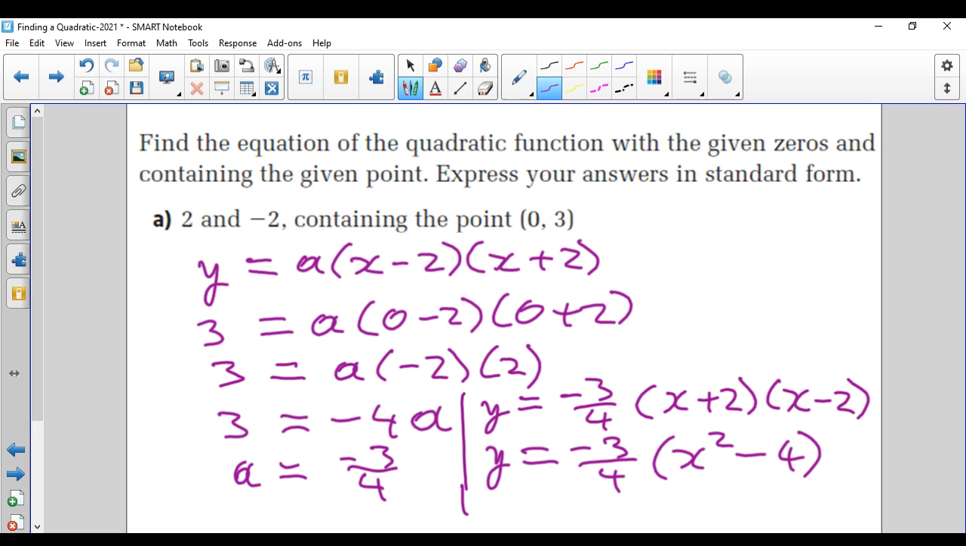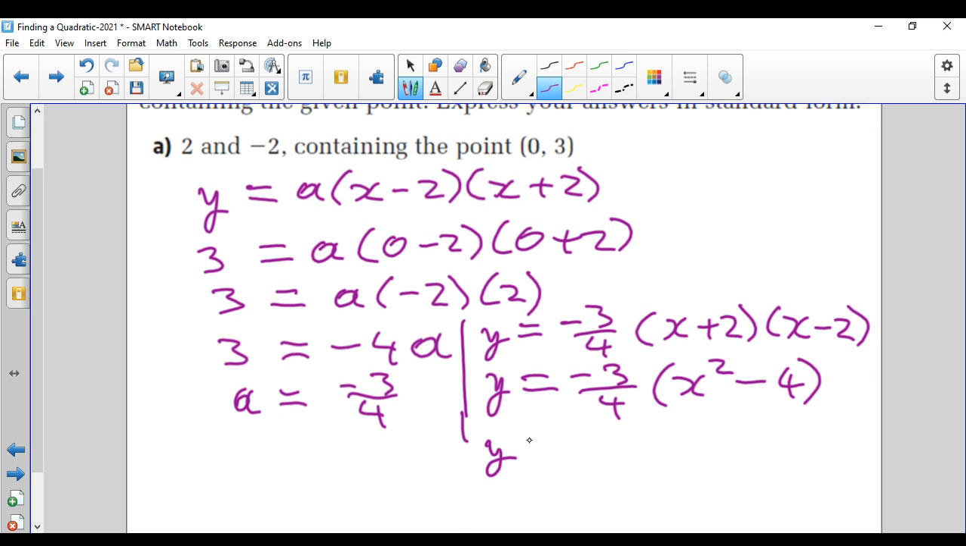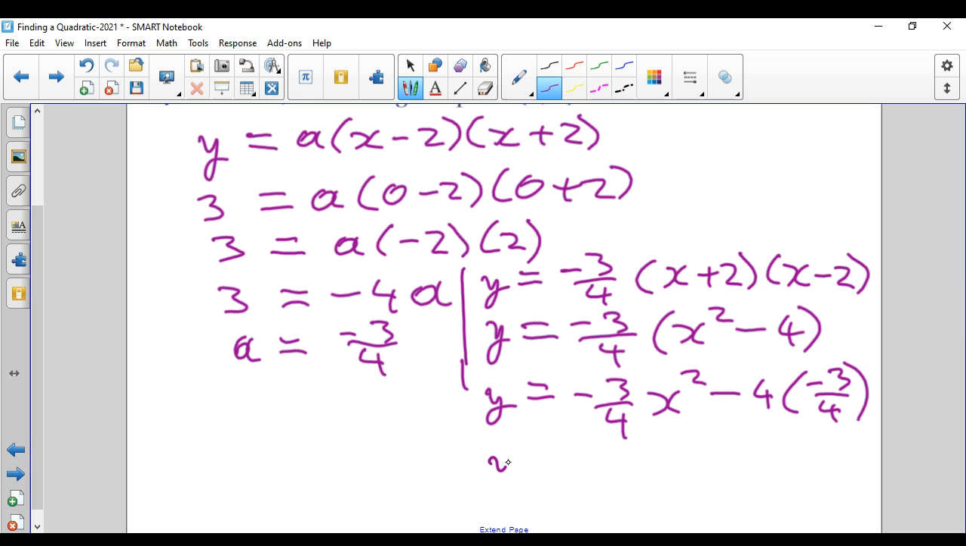So all I'm going to do now is multiply this out. So it goes into standard form. So I'm going to expand or distribute the minus 3 over 4 into this. So minus 3 over 4 x squared minus 4 times minus 3 over 4. Okay, a little bit of tidying up now is all we need to do. So y equals, okay, the minus 3 over 4 x squared doesn't change. But if I multiply these two together, one is negative and the other is negative, I'm going to get a positive. If you put that over 1 to sort of see what's going on here, I'm going to end up with just simply plus 3.